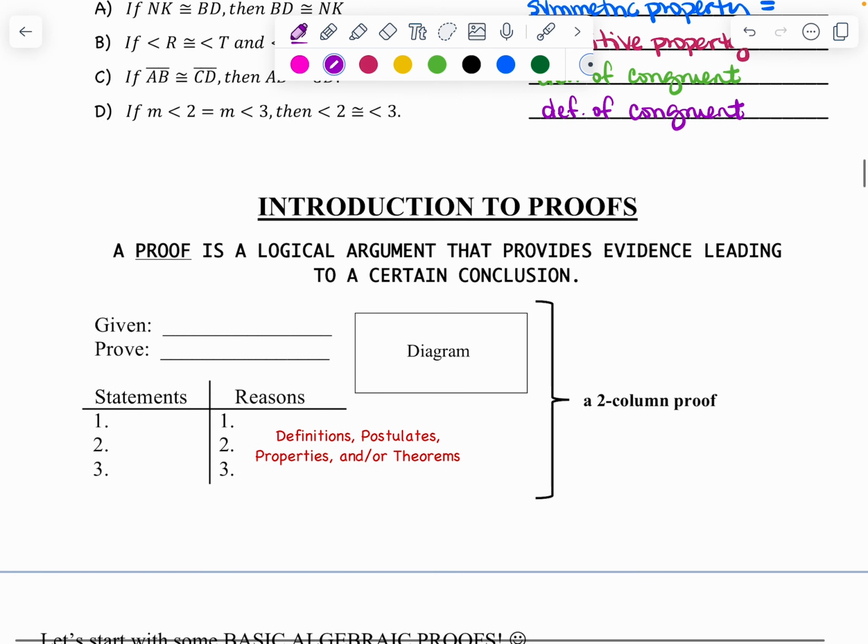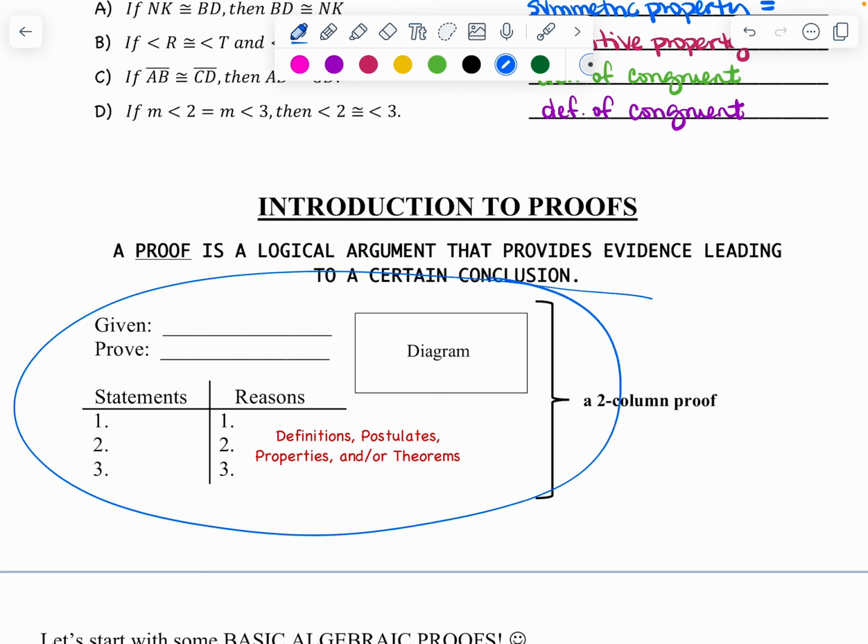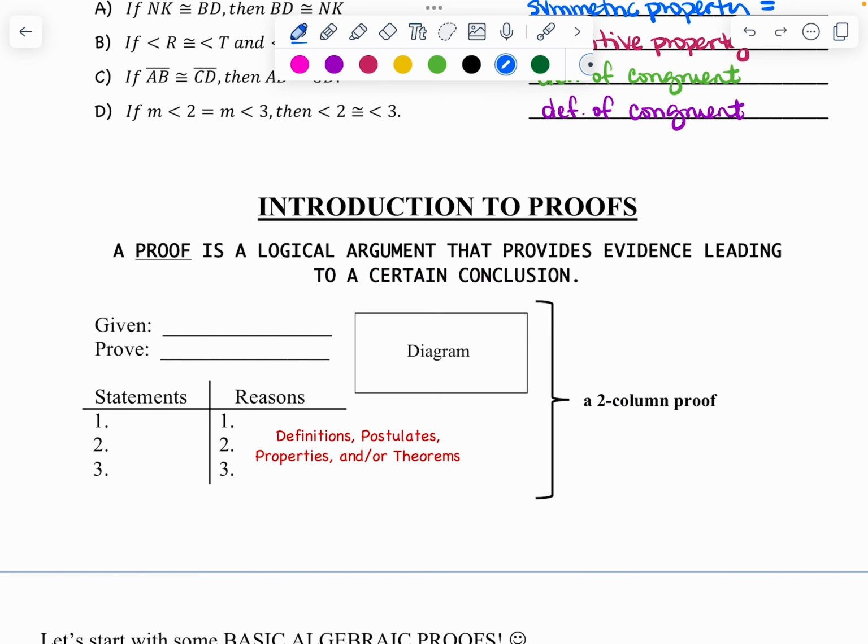All right, so now for the fun part, right? Now we're going to start talking about proofs. So this right here is like the anatomy of a proof. There's a few different ways to write proofs. There's paragraph proofs, there's flowchart proofs, but in this class we mostly stick with 2-column proofs because it's just a really good way to organize your information.